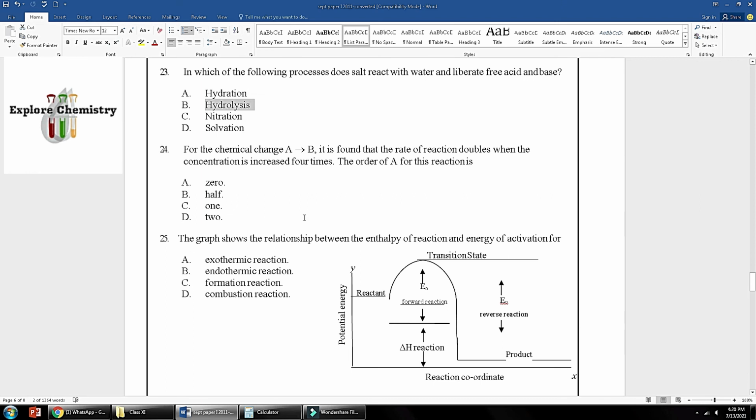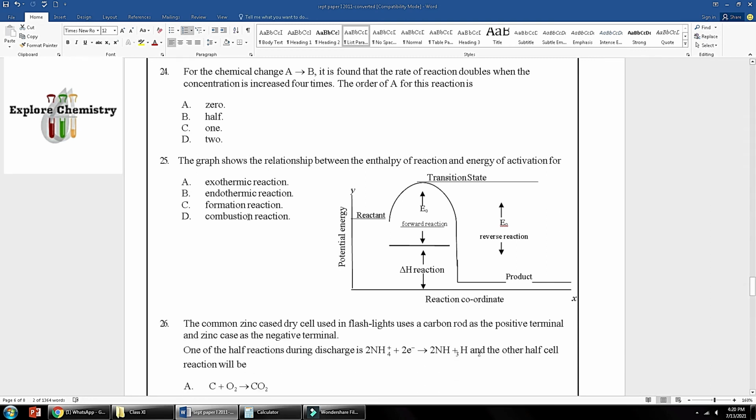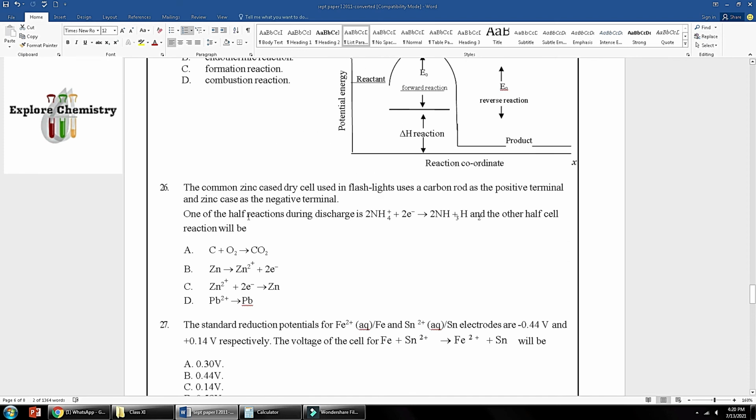Number 24, for a chemical reaction. Oh, 24 is also related to chemical kinetics, so it is not included. 25 also, and 26 is related to electrochemistry.